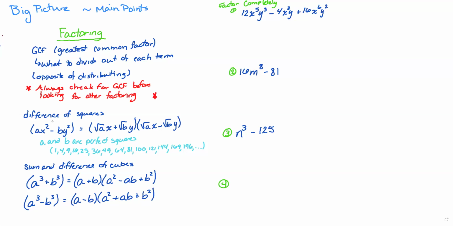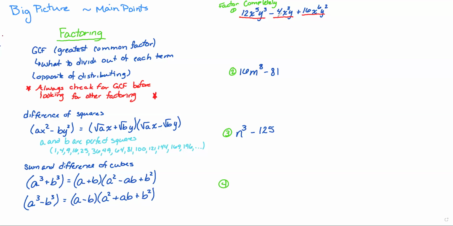So looking at what we have, the first one says to factor completely. There are 3 terms, so I know it's not one of my special ones, the difference of squares or the difference of cubes. So this is my GCF. So I'm looking at what I can divide out of 12, 4, and 16. And remember, if my first term was a negative, I would take out a negative with it. That would be part of my GCF.